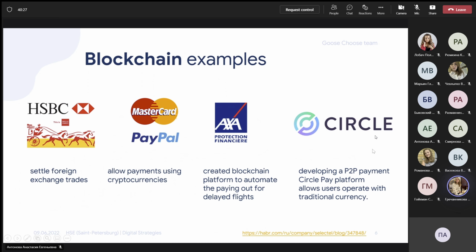Banks and other financial services have been trialing and piloting blockchain projects for some time now, and many have put them into general use. HSBC and Wells Fargo use the technology to settle foreign exchange trades. MasterCard and PayPal allow payments using cryptocurrencies, and insurance giant AXA has created its own blockchain platform to automate the process of paying out to customers whose flights are delayed. Circle became one of the blockchain companies included in the list of the most innovative fintech companies of 2019, according to Forbes. Circle is developing a P2P payment technology. One of the company's major products is the Circle Pay platform, which allows users to store, send, and receive traditional currency.